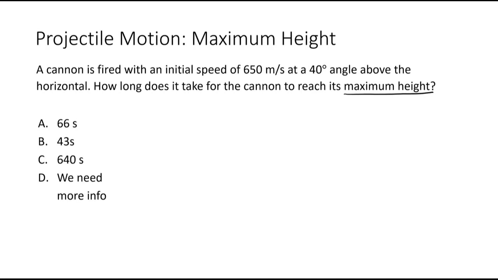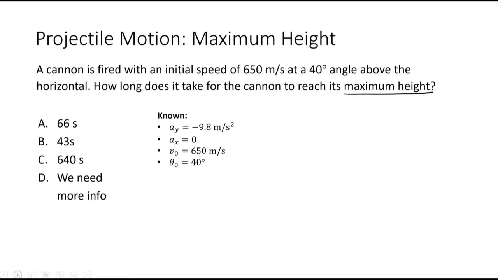Okay, so to solve this problem, we want to start by listing our known quantities here. So first of all, we know this is a projectile. The cannonball is our projectile. And so we already know that a_y is equal to minus g, or in other words, minus 9.8 meters per second squared. And we know that a_x is equal to 0.